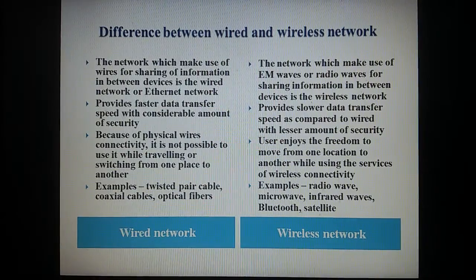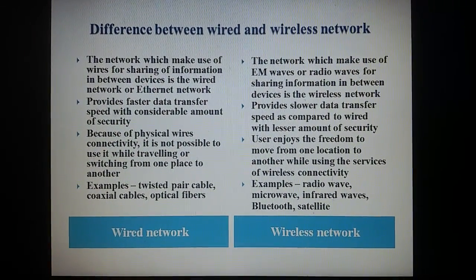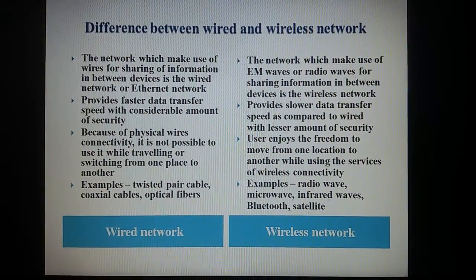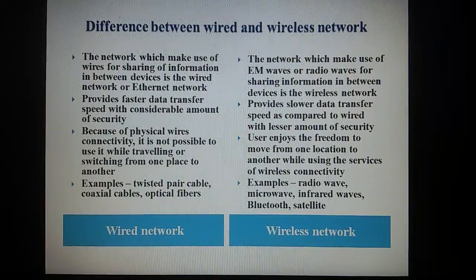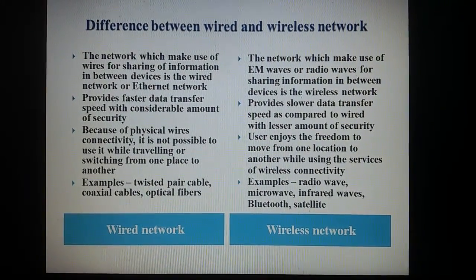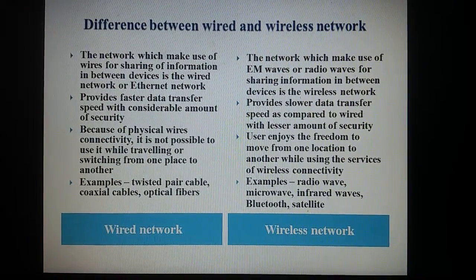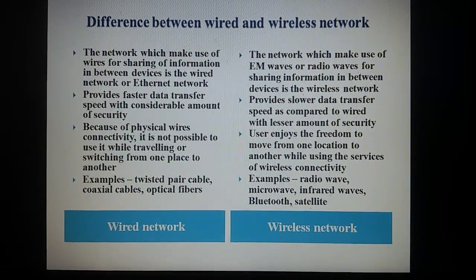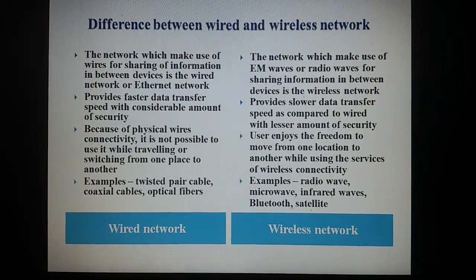Examples: twisted pair cable, coaxial cable, optical fibers. Wireless network: the network which makes use of EM waves or radio waves for sharing of information between devices is the wireless network. It provides slower data transfer speed as compared to wired, with a lesser amount of security. The user enjoys the freedom to move from one location to another while using wireless connectivity. Examples: radio wave, microwave, infrared waves, Bluetooth, satellite.